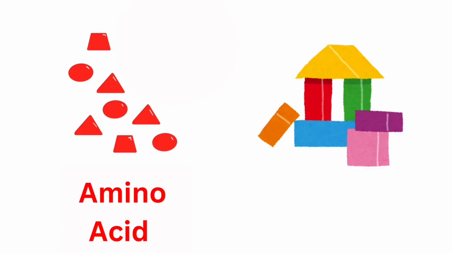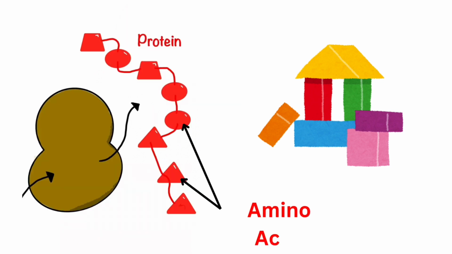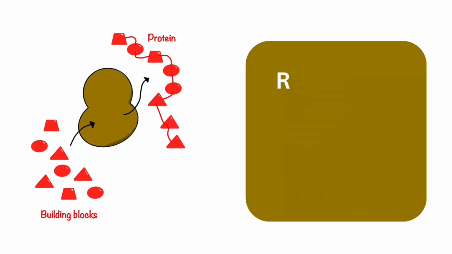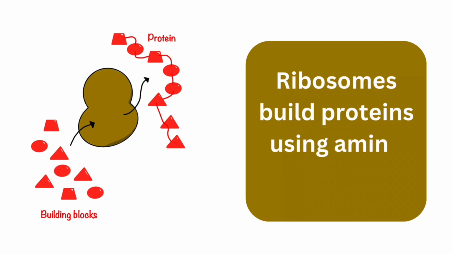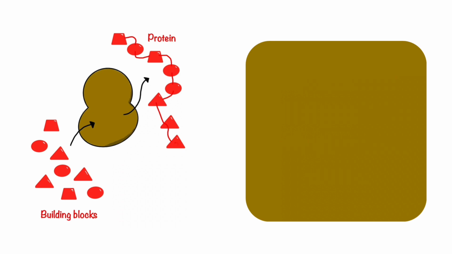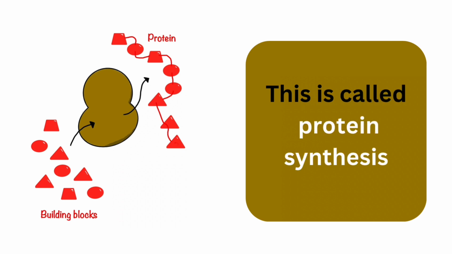And the building blocks that the ribosomes use are called amino acids. So you can see the protein that the ribosome has made is built out of amino acids, just like the building is built out of bricks. So ribosomes build proteins using amino acids. Try to remember this key sentence so that you can use it in your exams. When we build something, this is called synthesis. So when a ribosome builds a protein, this is called protein synthesis.